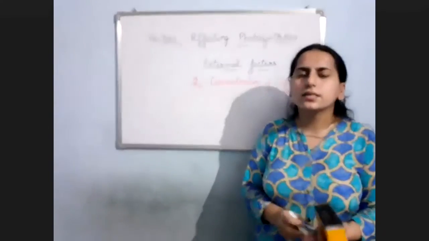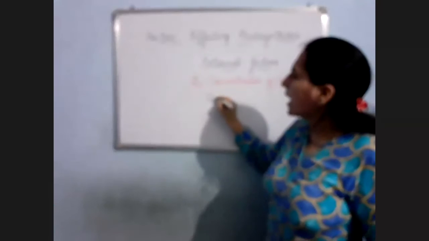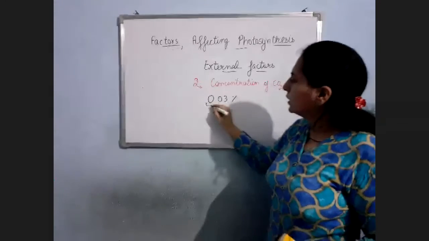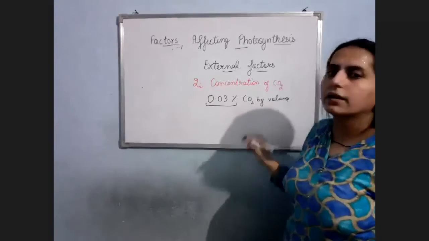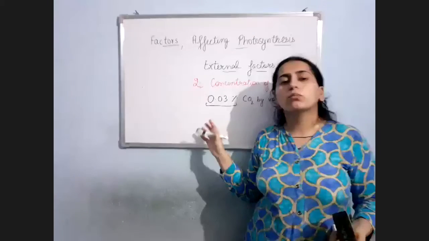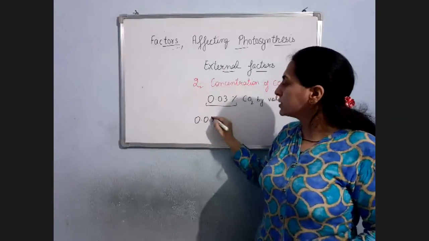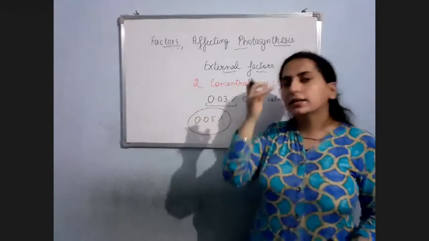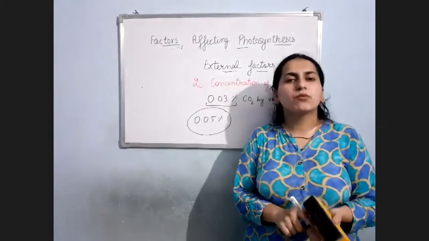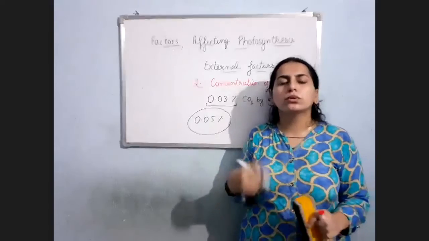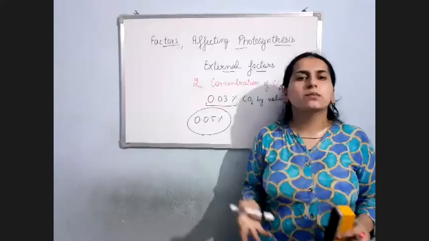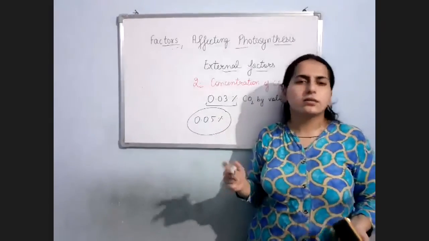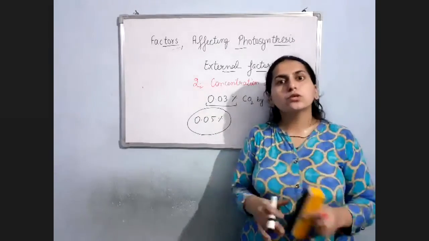Again, as I told you, in nature we have 0.03% CO2 by volume, and generally it acts as a limiting factor. Why? Because its composition is small and photosynthesis is maximum at 0.05%. Experiments have been conducted in the laboratory, and when scientists provided 0.05% of CO2 to the plants, they observed that photosynthesis was maximum. Here in nature, we have 0.03%. So CO2 is always a limiting factor.